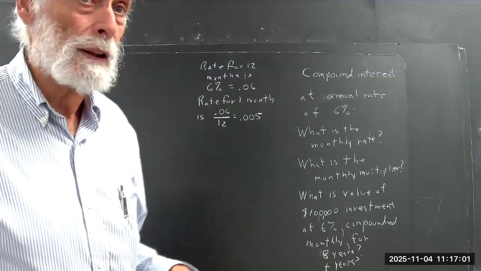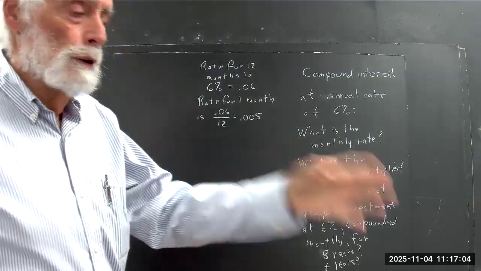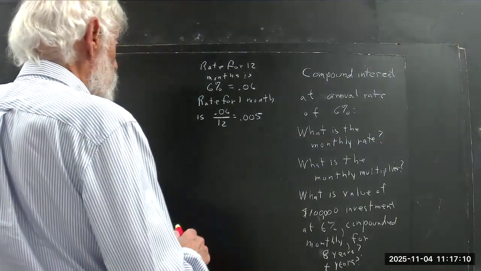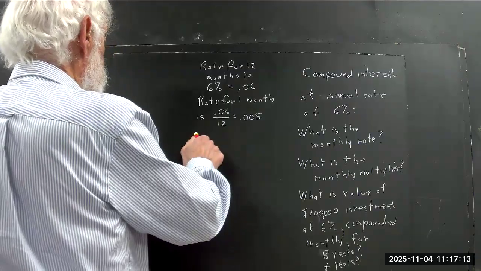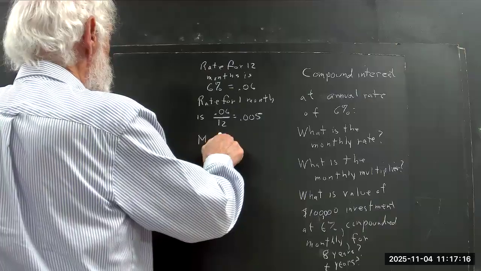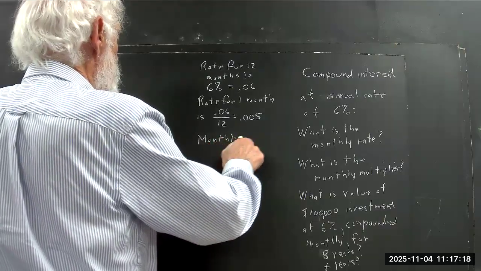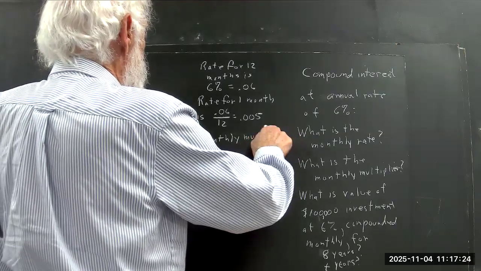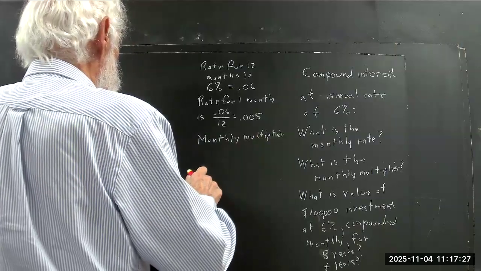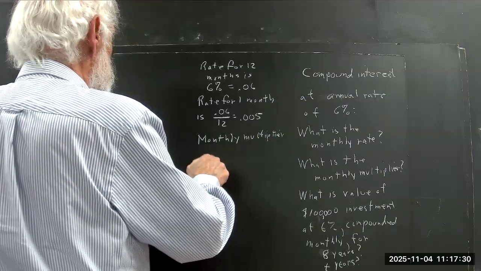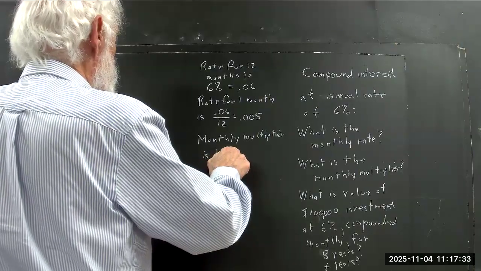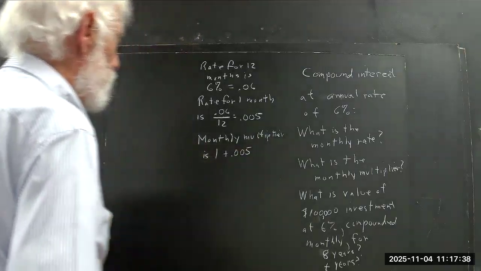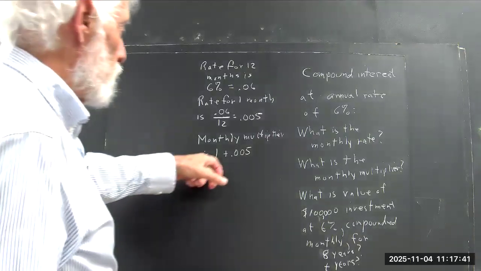Now divide 6% by 12, and we're going to represent 6% as 0.06. I'm going to get rid of that percent sign so we can just deal with regular numbers. That's the rate for 1 month. Now the monthly multiplier is 1 plus 0.005. Your multiplier is 1 plus your rate.